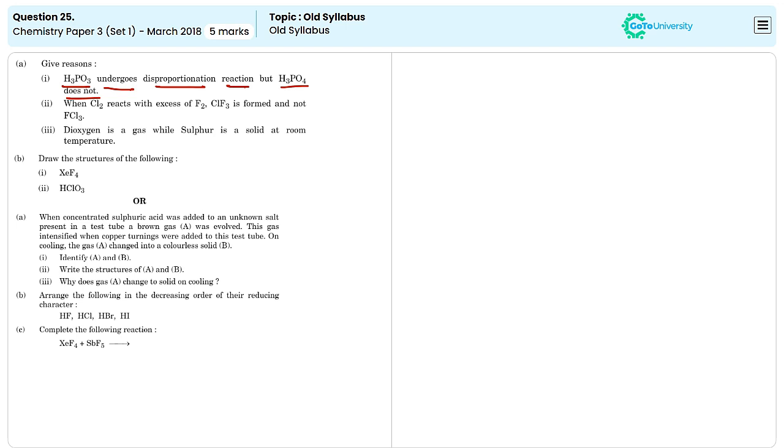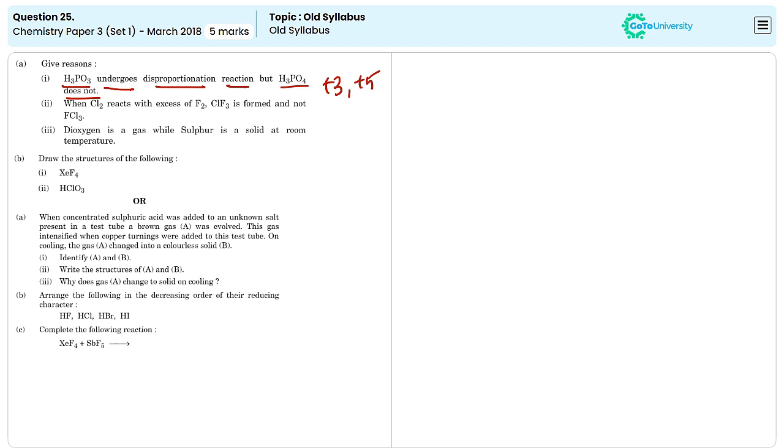H3PO3, or phosphorus acid, undergoes disproportionation because it has both +3 and +5 oxidation states available for phosphorus. In the reaction, H3PO3 is oxidized to H3PO4 and reduced to PH3. H3PO4, or phosphoric acid, doesn't undergo disproportionation because phosphorus is already in its highest oxidation state, +5, and cannot be further oxidized. Therefore, there are no further oxidation states available for a disproportionation reaction.